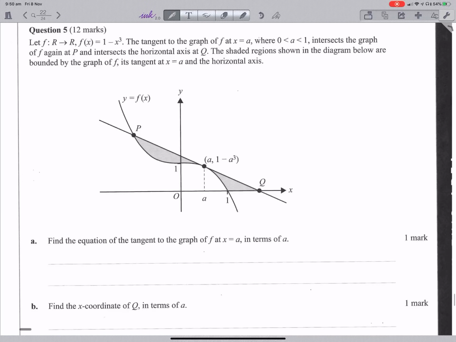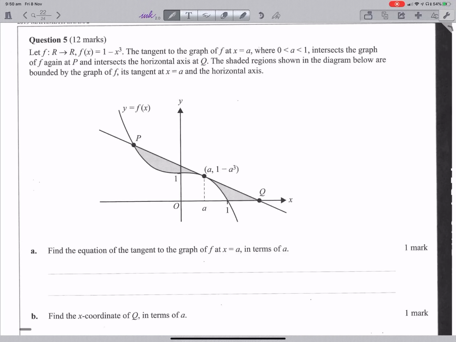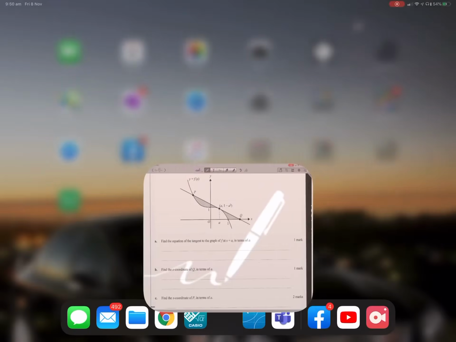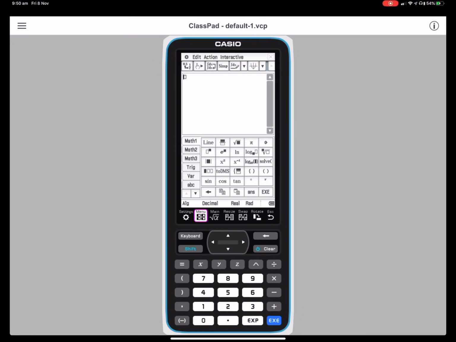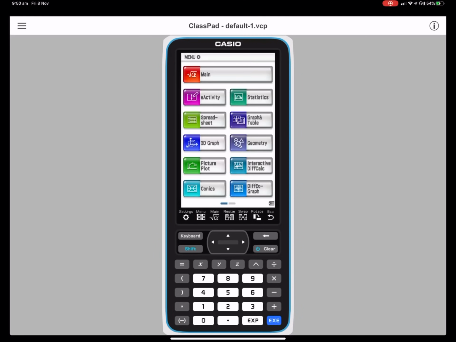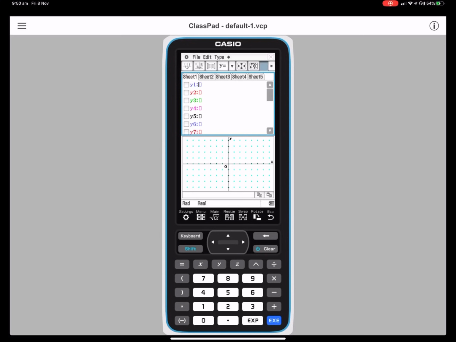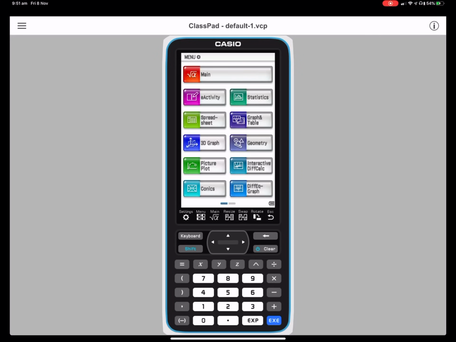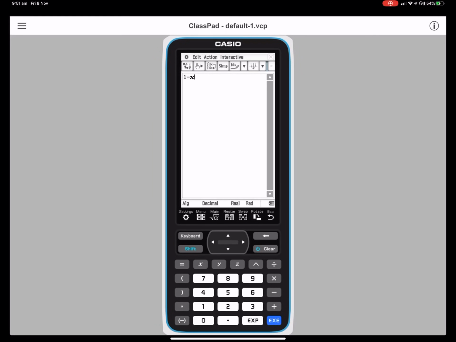Okay, last question. Thank God. Okay, f of x is 1 minus x cubed. The tangent of the graph at x equals a, between 0 and 1, intersects the graph. The shaded region is shown in the diagram below. Okay, so let's get rid of everything that's in our CAS and sketch the graph. 1 minus x cubed, define it as f of x.